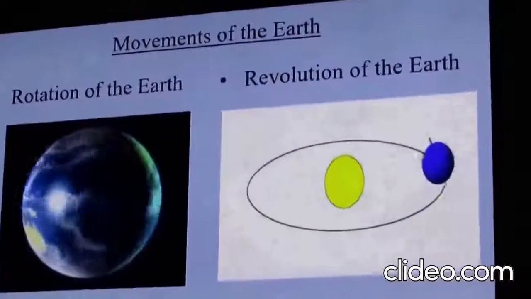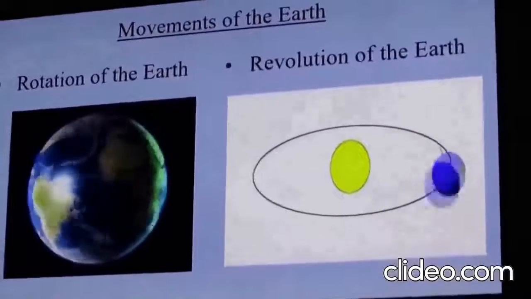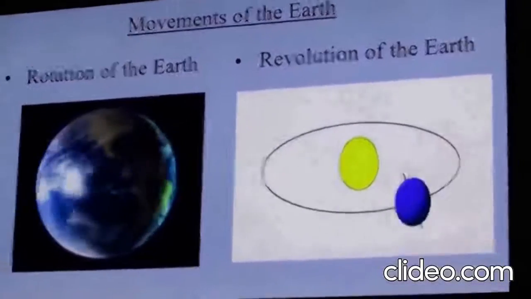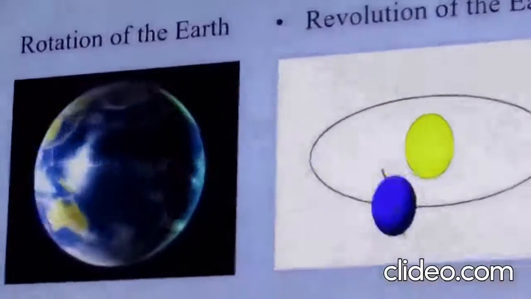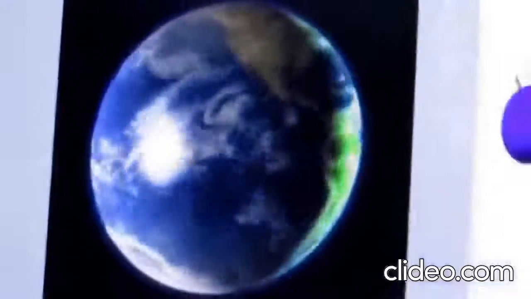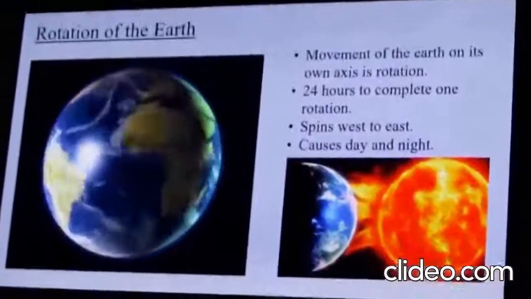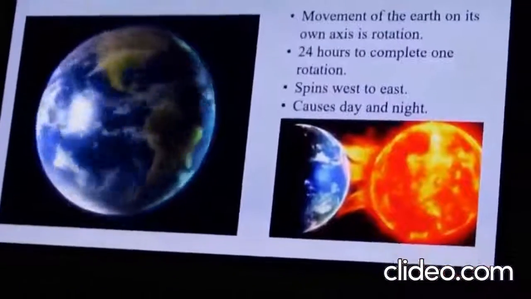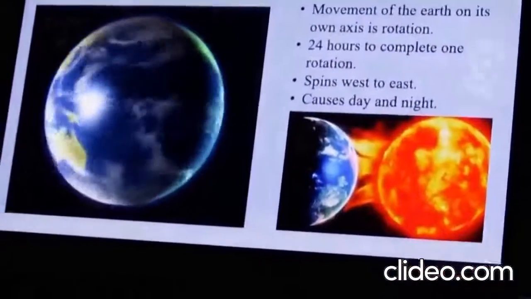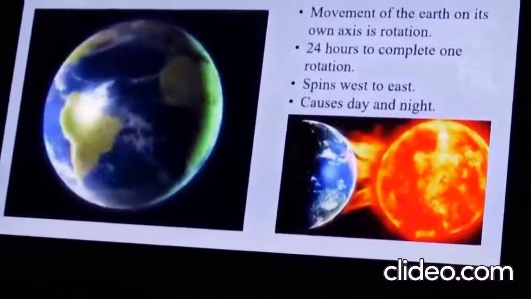Now let us see the movements of the earth. There are two types of earth's movement. It is the rotation and the revolution. The movement of the earth on its own axis is called rotation. It takes the earth about 24 hours or 1 day to complete one full rotation.